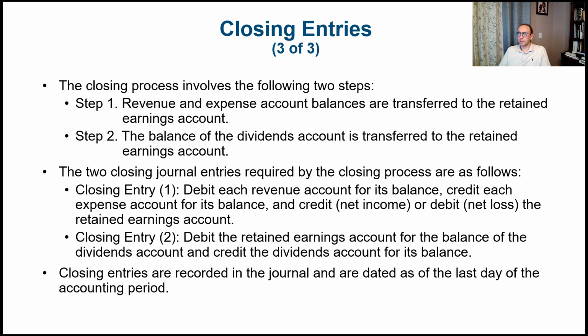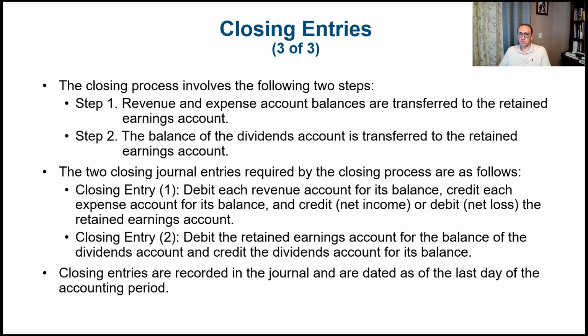And then we credit net income if the revenues are more than the expenses. So we have a net income and we credit that into retained earnings. If expenses are more than the revenues, then we have a net loss, and in this case we debit retained earnings. The second journal entry involves dividends, and we debit the retained earnings account for the balance of the dividends account and credit the dividends account for its balance.